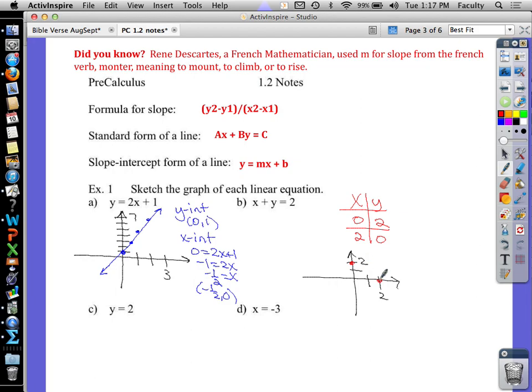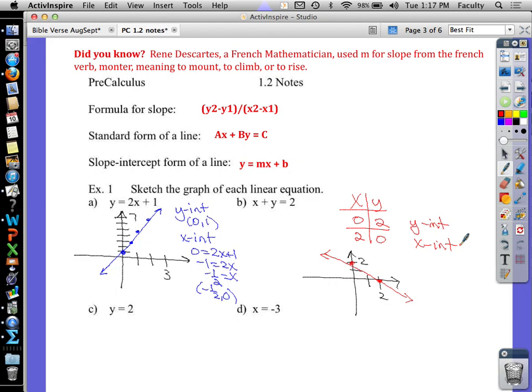So I plot these two, and so this is your y-intercept and your x-intercept. Looking at this graph, what can you tell me about the slope? It's negative, right? Because the line is falling as I move from left to right. And what's interesting is, you can solve for y equals mx plus b.